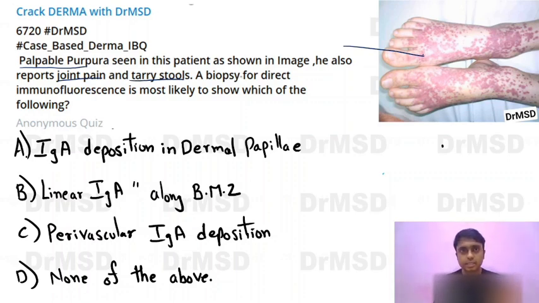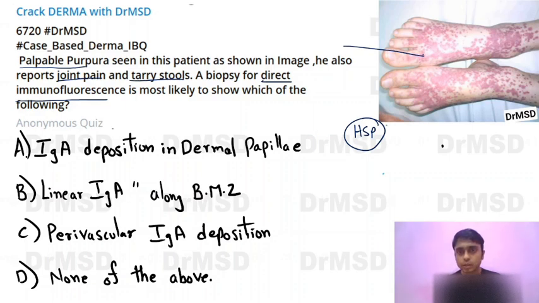So what is being asked? It is not the diagnosis which is being asked. It is the investigation and its finding which are basically tested. So in options: IgA deposition in dermal papilla, linear IgG along basement membrane zone, perivascular IgA deposition, and none of them. So here I hope you are able to come to a diagnosis, which is Henoch-Schönlein purpura.